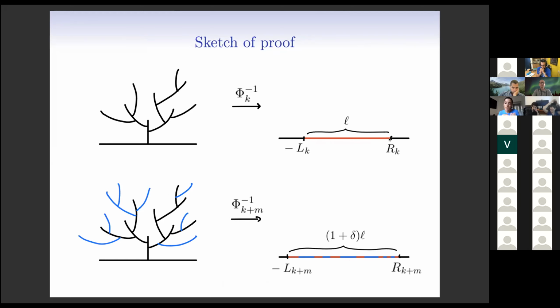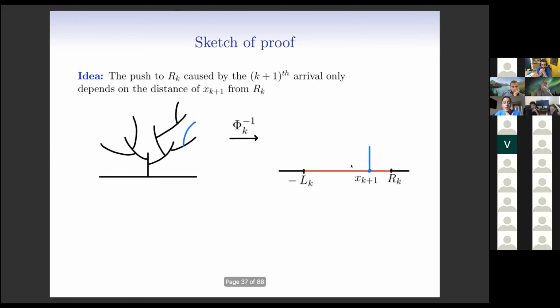So rather than fixing the number of particles and asking ourselves how the extrema move, we could go the other way around, and say, let's assume that at some point the length of the red interval is some given number L. How many particles do we have to add for the interval to grow by a proportion of its length, by delta L? And to understand this question, first let's look at how the extrema of the interval move under one particle arrival.